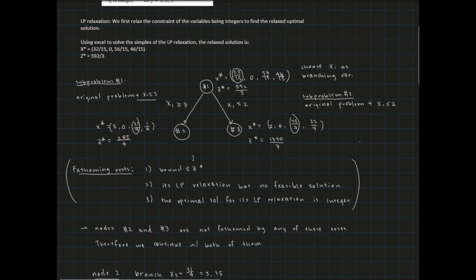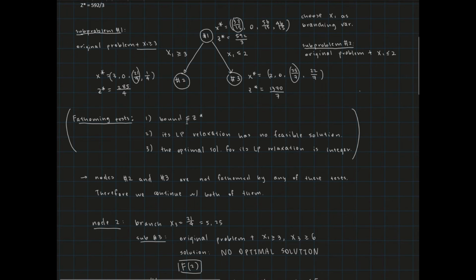And now I want to bring into focus our fathoming tests that we use to evaluate whether or not our solution is truly optimal, or maybe it's fathomed. We're going to apply each of these fathoming tests to every single node. So fathoming test number 1 is that, for a maximization problem, the bound is less than or equal to the current incumbent, or the current optimal z value. In this case, it doesn't really apply because we don't have a current incumbent quite yet, so we're going to look at 2 and 3.